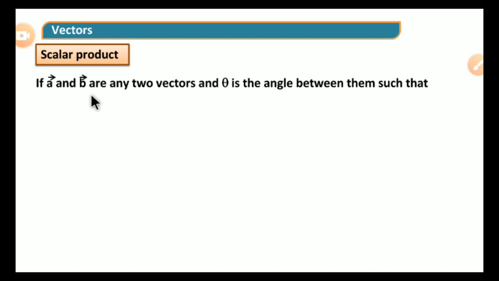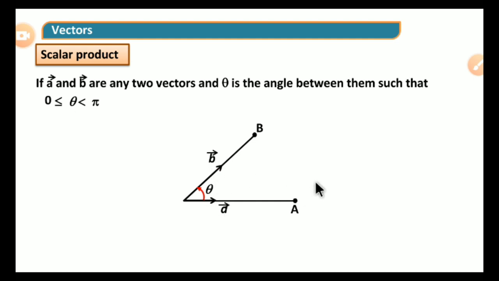If A and B are any two vectors and theta is the angle between them such that theta is greater than or equal to 0 and less than pi. See here we have taken vector A and vector B. The angle between them is theta. Then we can define the scalar product as A vector dot B vector is equal to magnitude of A into magnitude of B into cos theta. This is the definition for scalar product.